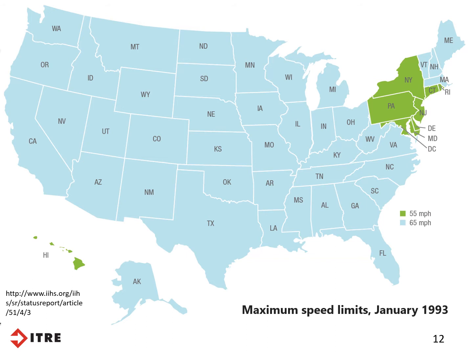There was an Insurance Institute for Highway Safety study that was conducted looking at changes in speed limits, and this is a map showing us the maximum speed limits in January 1993. We can see that most of the country had 65-mile-per-hour maximum speed limits, and a handful of the northeastern states had a maximum of 55 miles per hour.